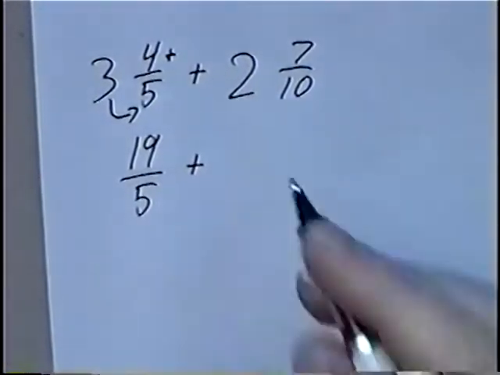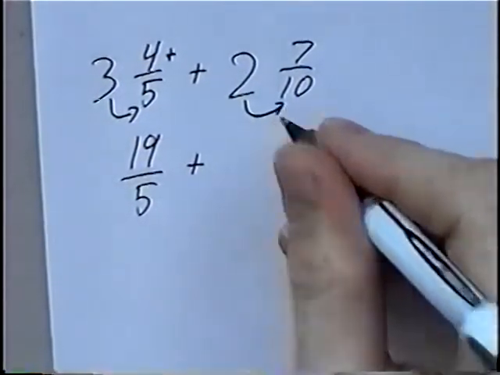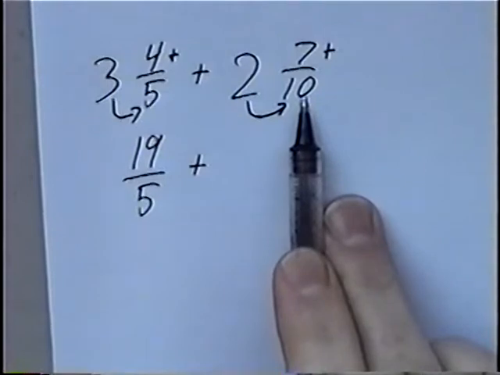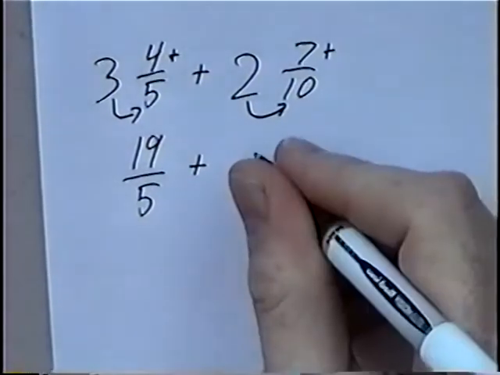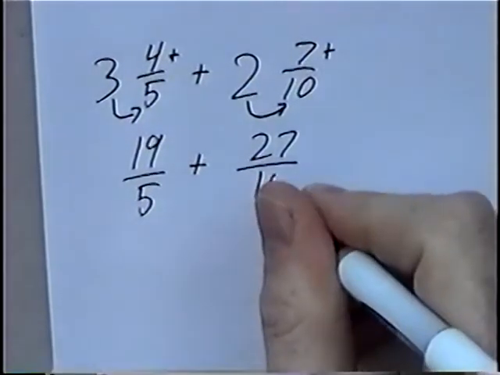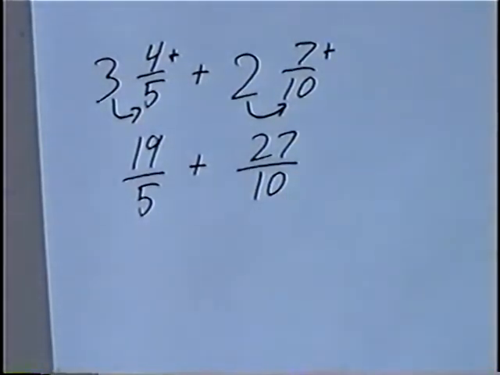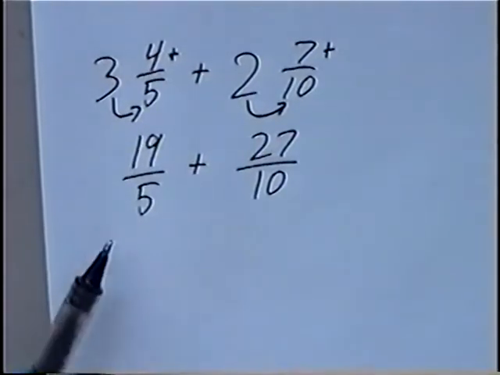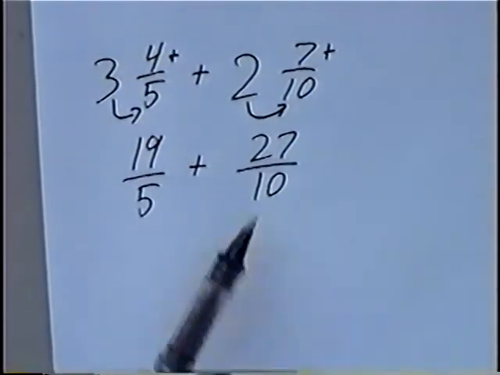Second mixed number, again we can take the whole number in front, multiply it by the denominator, and then we'll add the numerator. So 2 times 10 would be 20, plus 7 more would be 27, and again the denominator 10 would stay the same. So instead of 3 and 4/5 plus 2 and 7/10, we can change it to 19/5 plus 27/10.